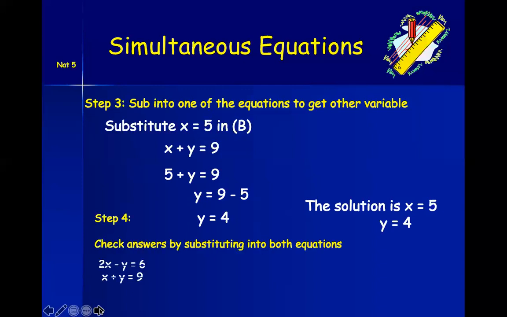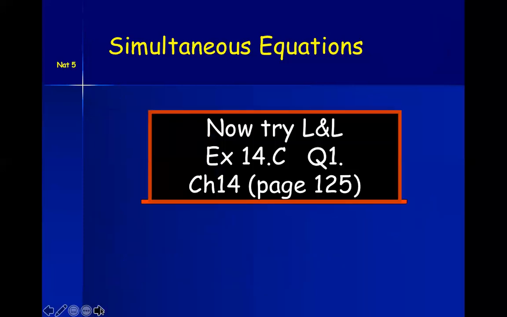I'm going to check that it works. 10 minus 4 is 6. 5 plus 4 is 9. So we've got our 3 examples, and what you'll find out is that elimination is the way algebraically people will solve these kinds of problems.